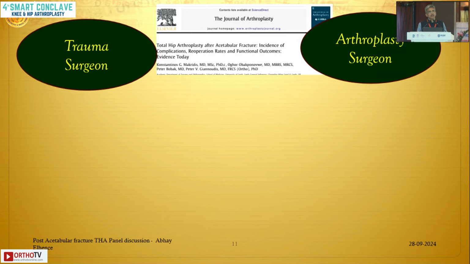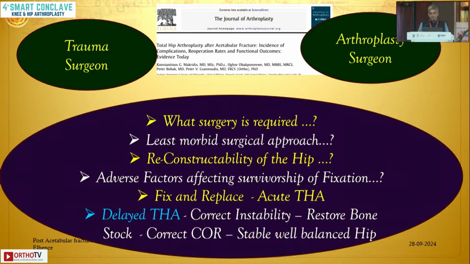So the question that comes is that a lot of times the choice of what you do depends upon whether you're a trauma surgeon or whether you are an arthroplasty surgeon. But the question is that you have to decide which surgery is required, what is the least morbid surgical approach, and most importantly, what is the reconstructability of the hip. So we will talk about which hips you can reconstruct and do a fixation, and which hips need to go for an acute total hip.